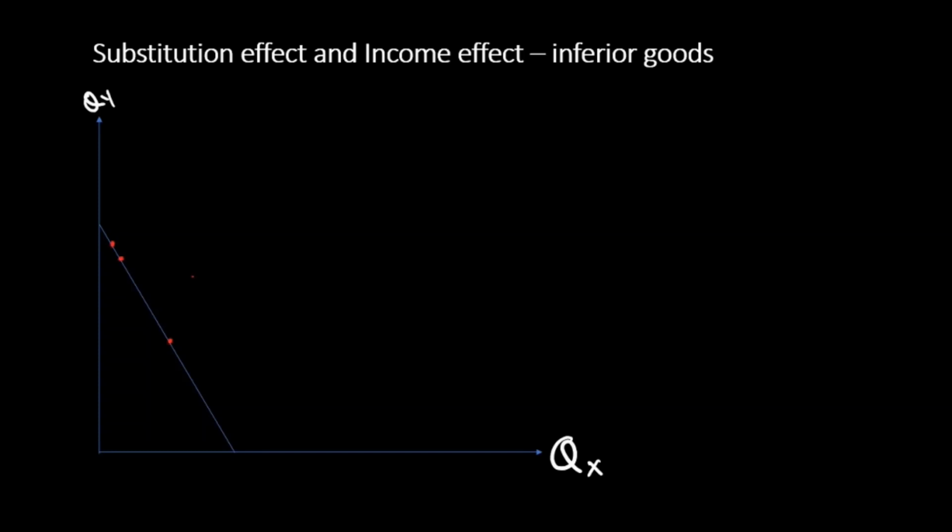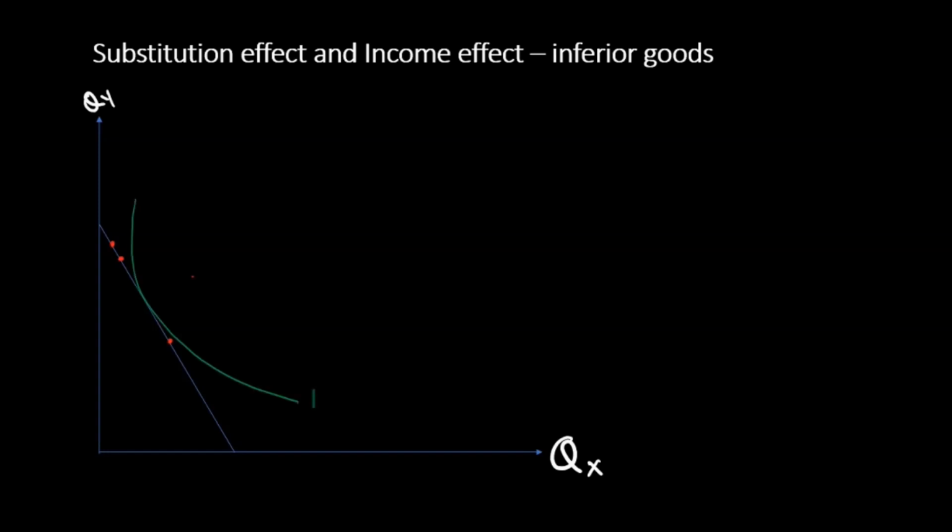Now that we discussed normal goods, let's talk about inferior goods and let's see what happens to the substitution effect and income effect in case of inferior goods. So I have my x-axis and y-axis. On the x-axis, I have quantity demanded for good x, and on the y-axis, I have quantity demanded for good y. And this is my original budget line.